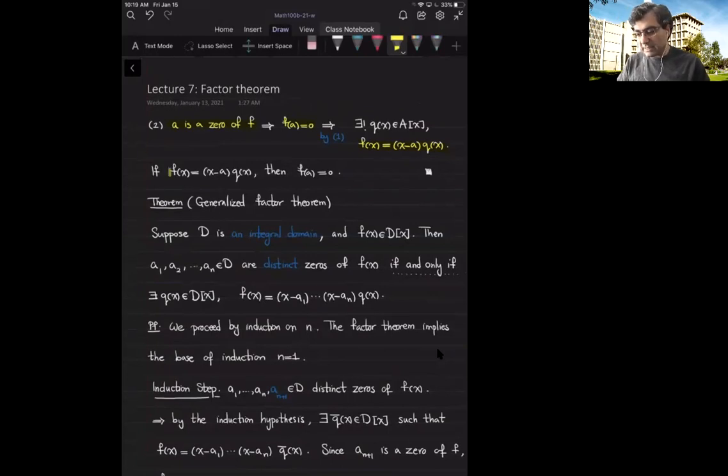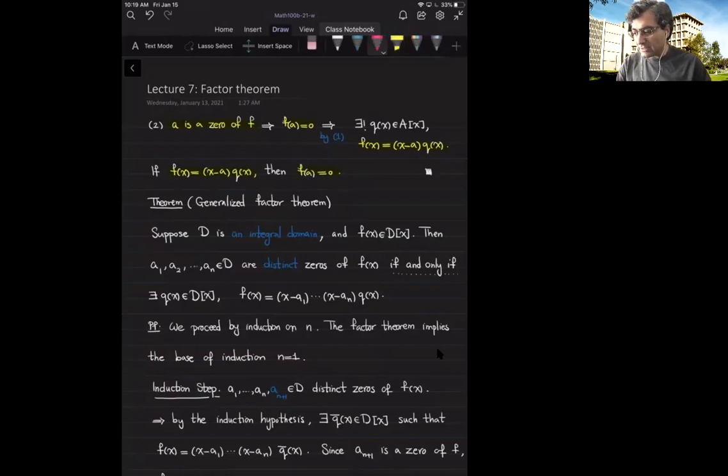And the other way around is rather easier. If f of x is x minus a times some other polynomial, we can evaluate both sides at a, and we deduce that f of a is 0. So overall, we get the factor theorem. It says that those polynomials that have small a as a 0 are multiples of x minus a.